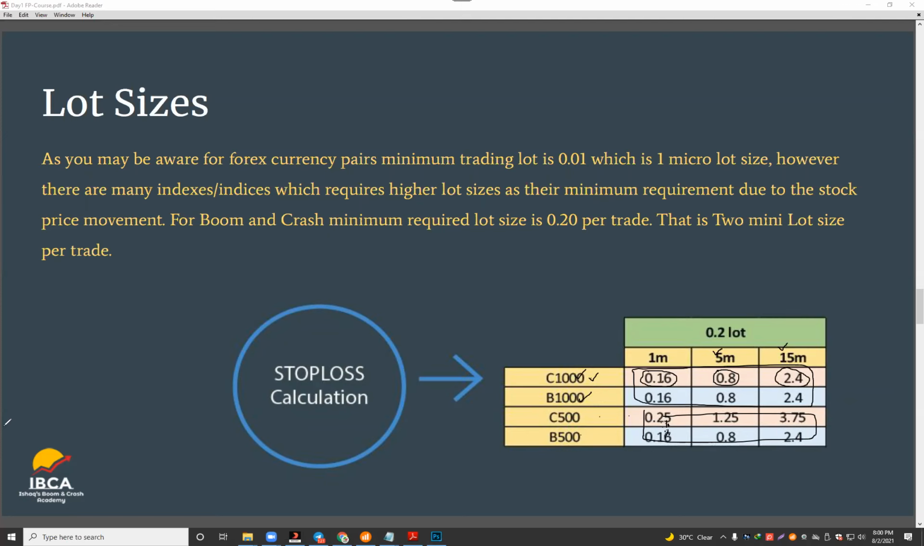This is a loss calculation. If you spend 1 minute and it is going against you, then on the Crash 1000 it will be 0.16 or 0.17 cents per minute loss. At the same time, Crash 500 will be 0.25 or 0.27. Likewise, 0.20 or 0.17 on the B500 as well. So there is a variation.